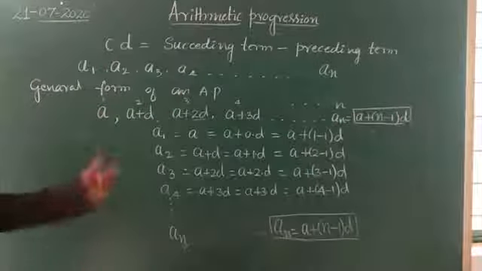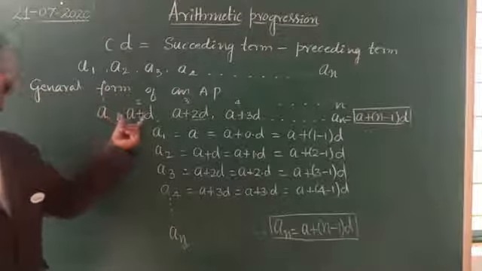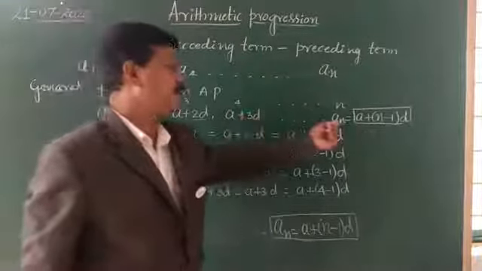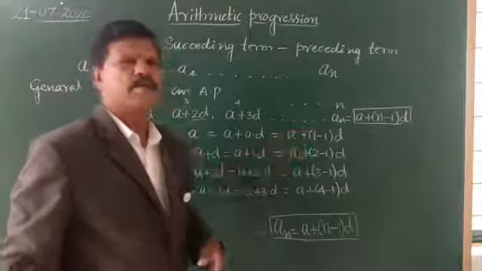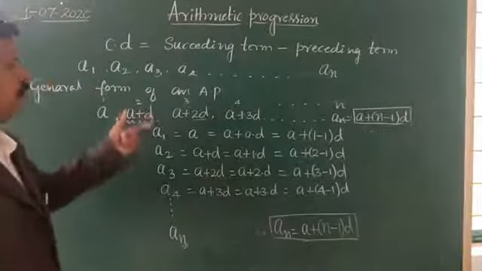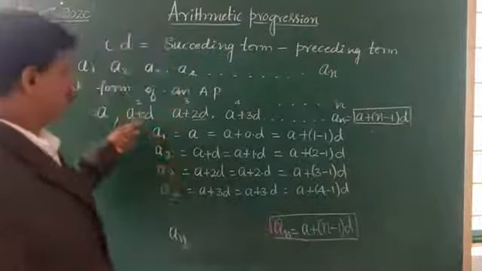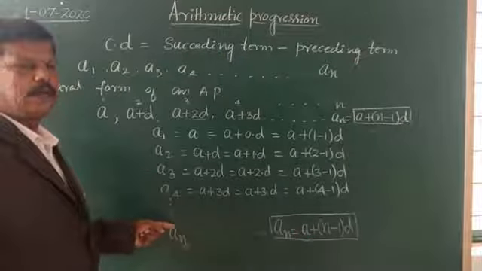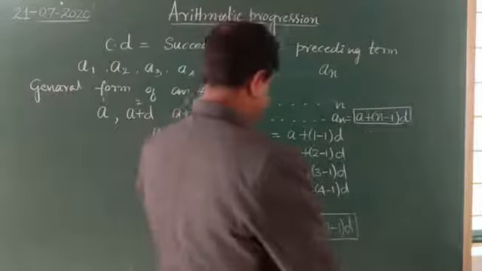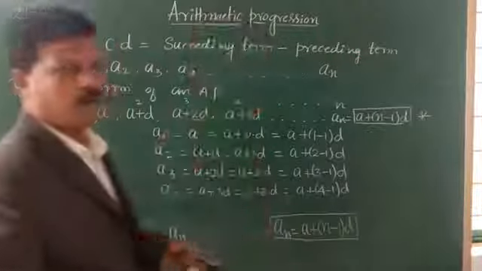Clear? So, what is the general form of an AP? A, A plus D, A plus 2D, A plus 3D, etc. AN is equal to A plus n minus 1 into D. Clear? So, how do we get this A plus n minus 1 into D? Go through it like this. Clear? This is a very, very important formula. We make use of this in solving the problems.